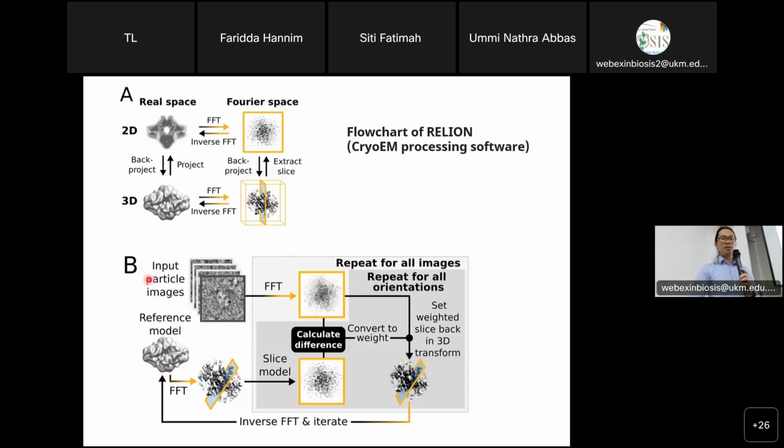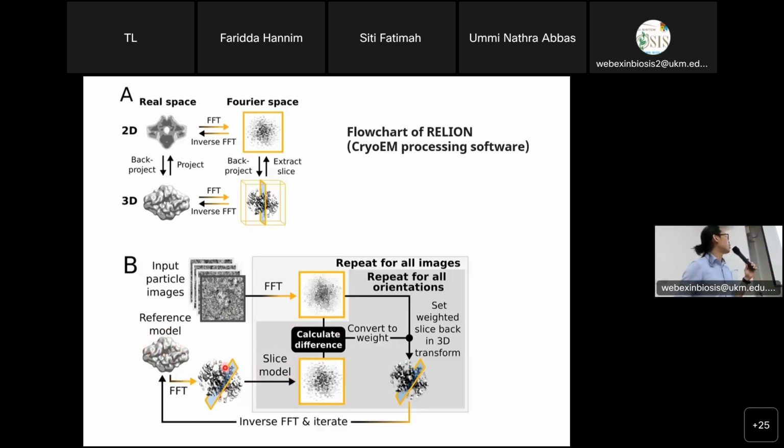Then in figure B are the iterations on how you get higher and higher resolutions. So first, you need a reference model. Sometimes you use a homologous protein whose structure you already know at low resolution, maybe around 50 angstrom. Then you input this into the machine's algorithms, and they will do a Fourier transform again. So basically, all the reconstruction is done in Fourier space.